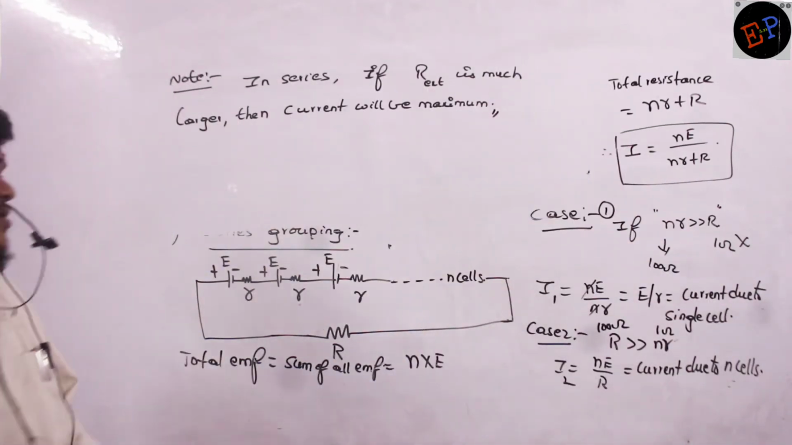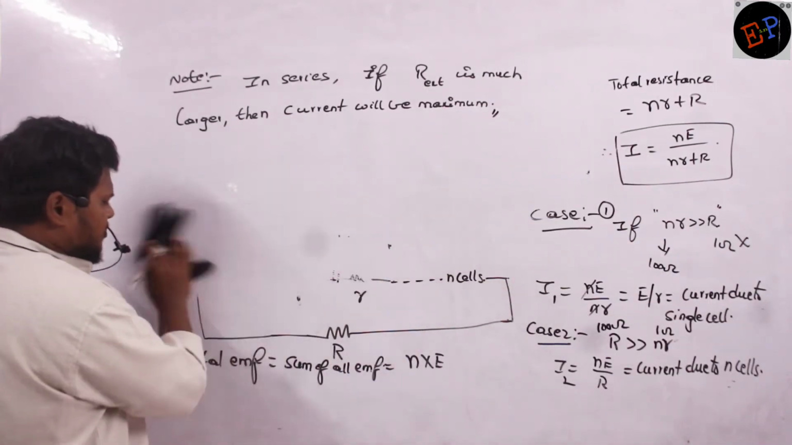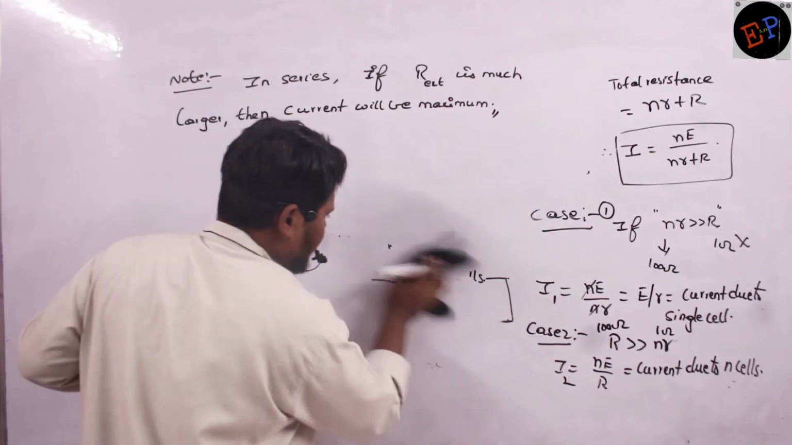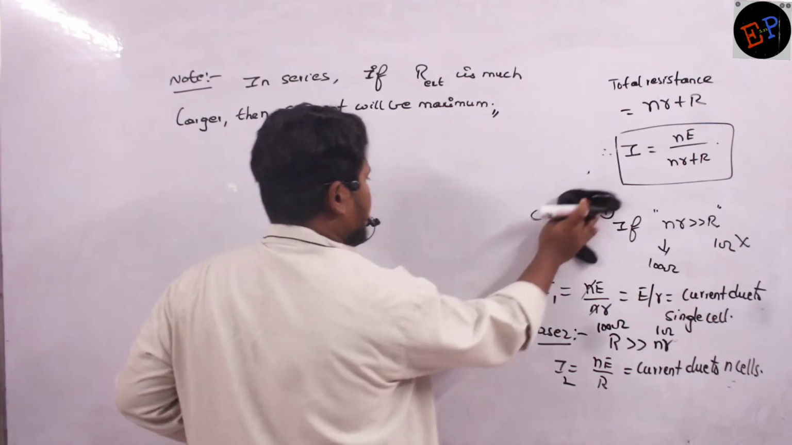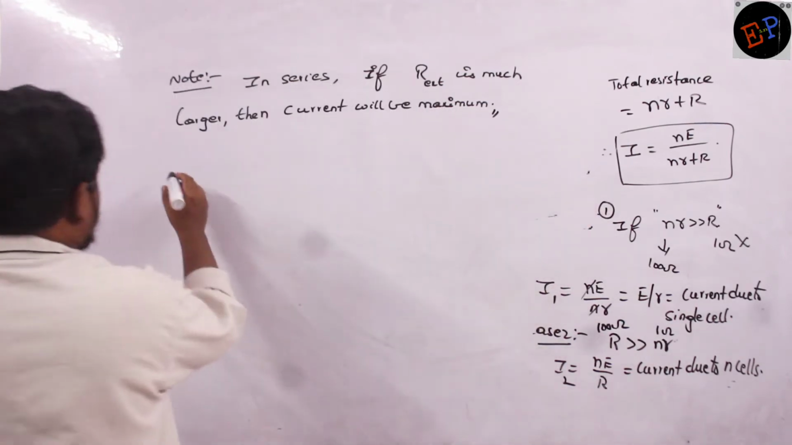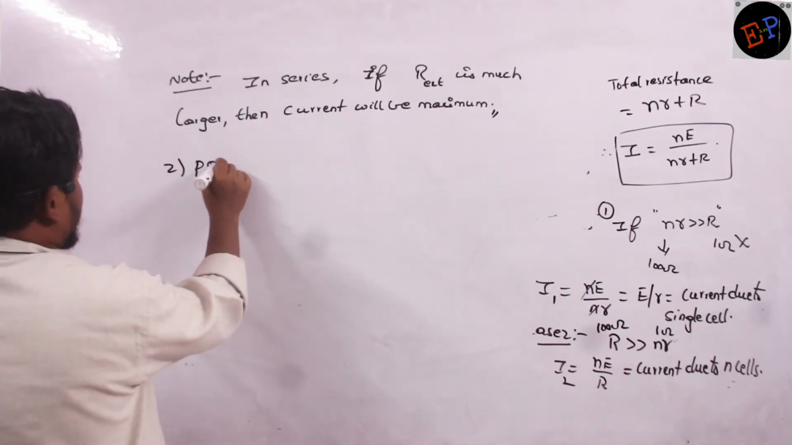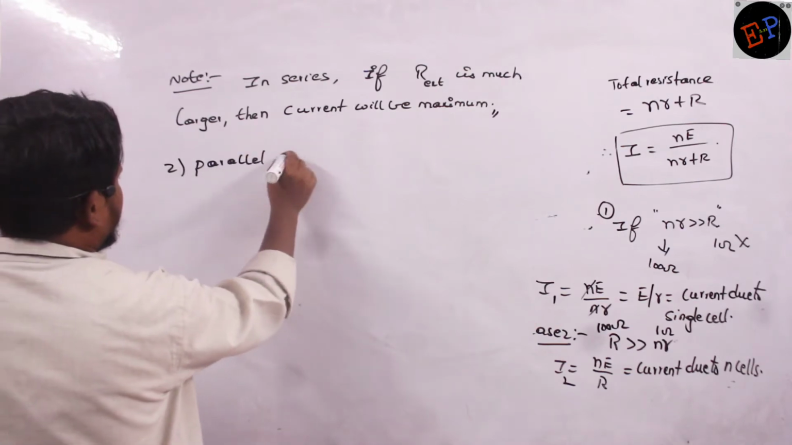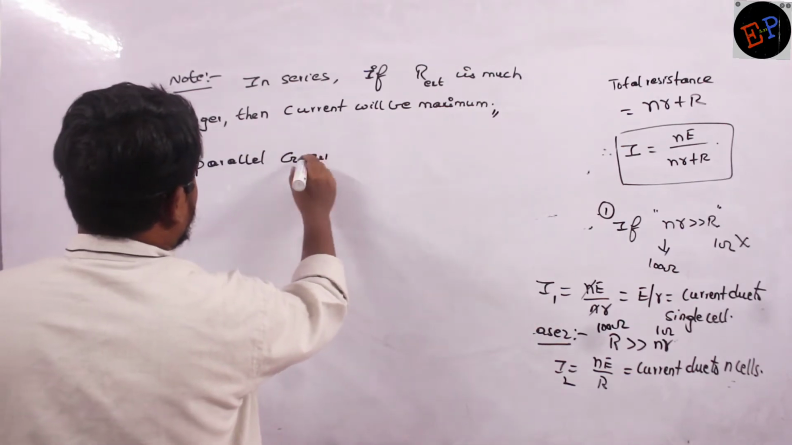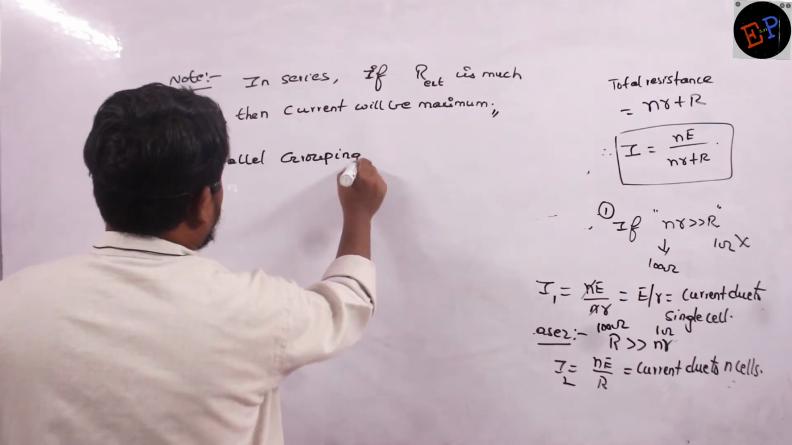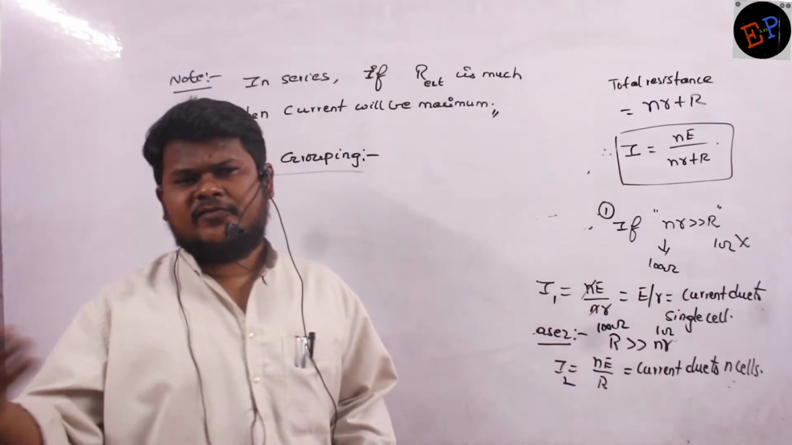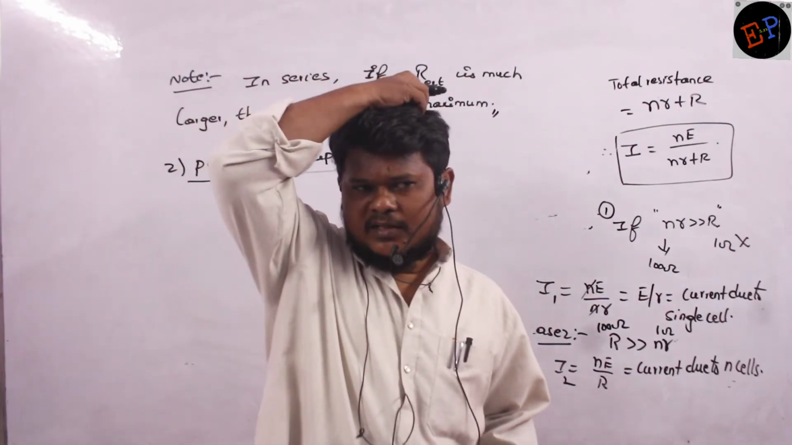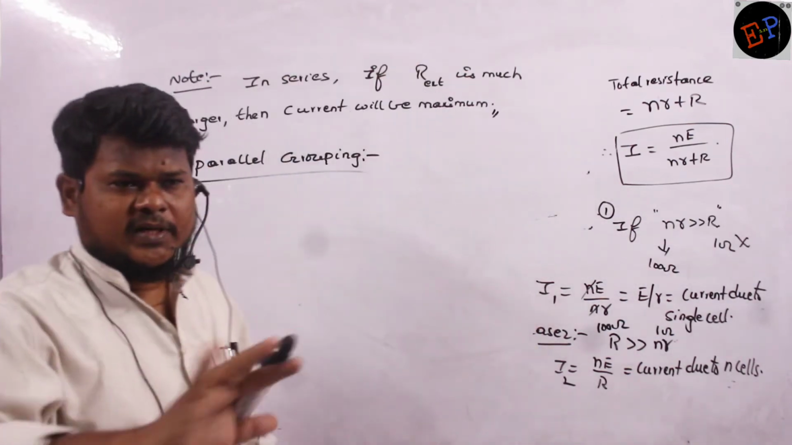Understood, no? That's it. Now we will study the second grouping, which is called parallel grouping of cells. Parallel grouping means, I hope you know how to draw the diagram. In advanced level you have many conditions, like EMFs being different, but up to NEET level I don't think they are necessary. Let us take all the EMFs to be equal.